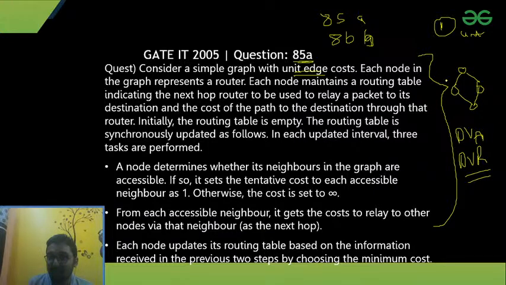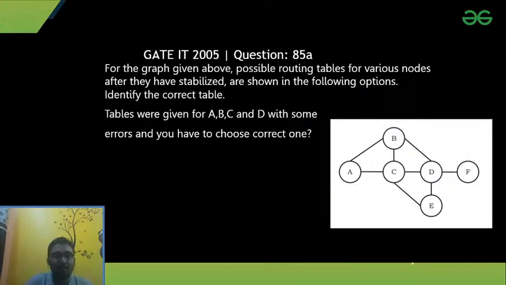They are explaining the whole theory behind the distance vector algorithm, and they are saying that we have a graph with each edge costing us 1 unit, and we are applying the distance vector algorithm. Fine. So that is what is written here. And then what are the questions?